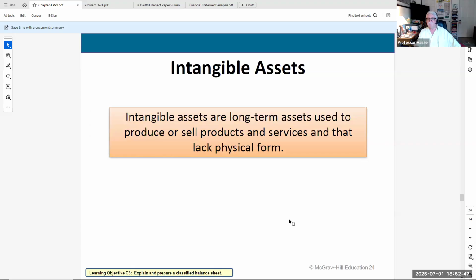So, Professor, would another word for that be like? Again, you don't have to worry about this. If you want to ask the question, you can. That's okay. But so goodwill would also be seen as an intangible asset as well, correct? That's correct.